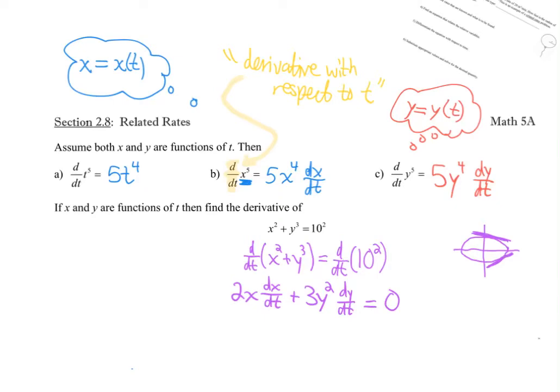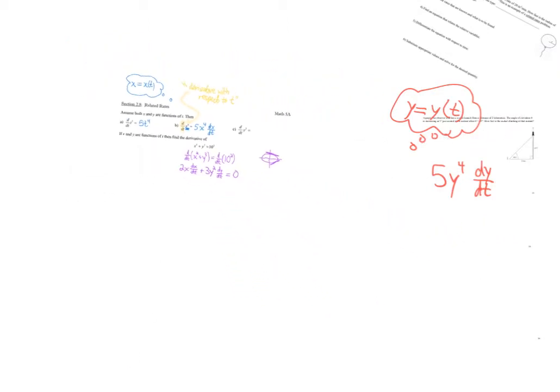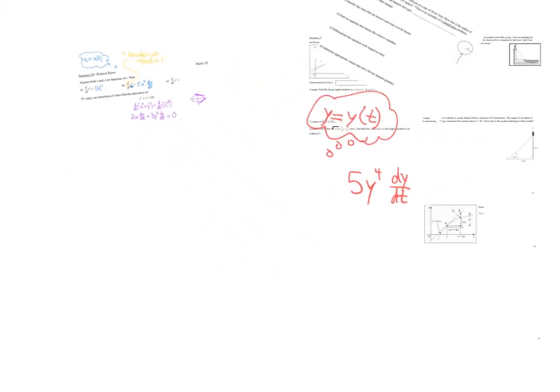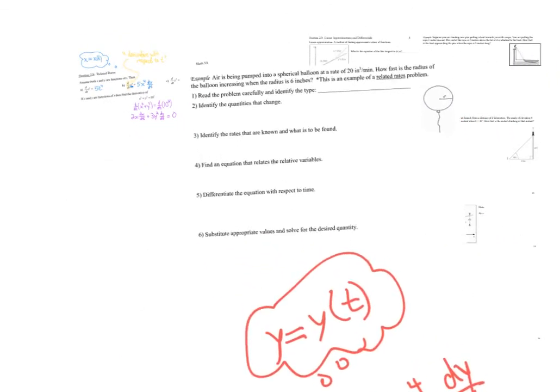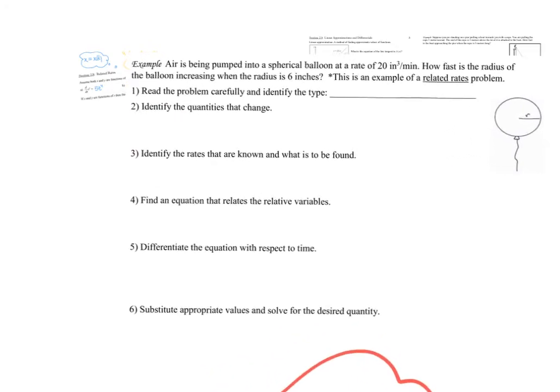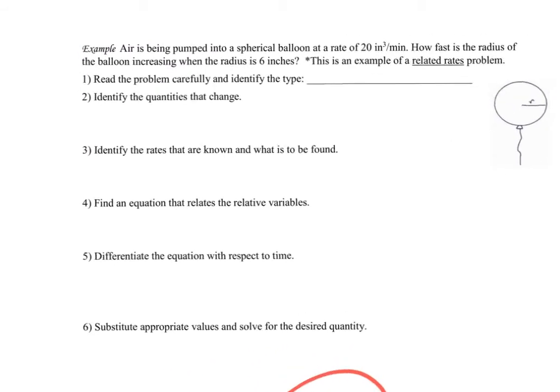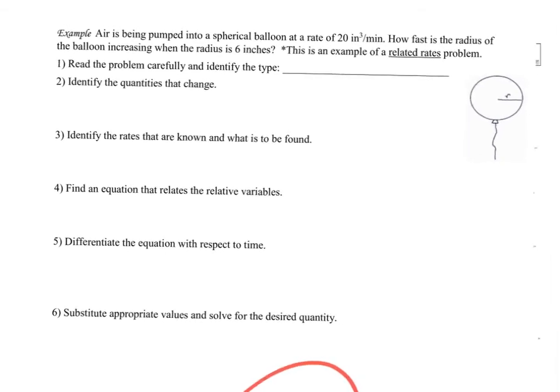Okay, now that we've practiced taking the derivative of both sides of an equation with respect to t, again, we haven't done much with that equation yet, but we're going to see how this idea applies to an applied problem. Oops, my y equals y of t is stuck to this part. Sorry about that. All right.